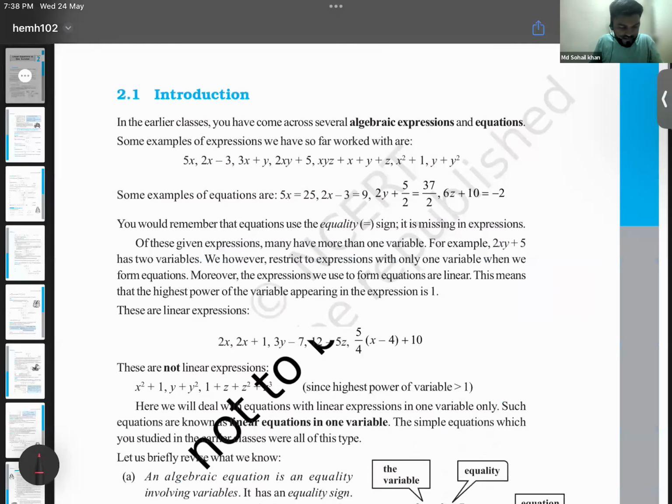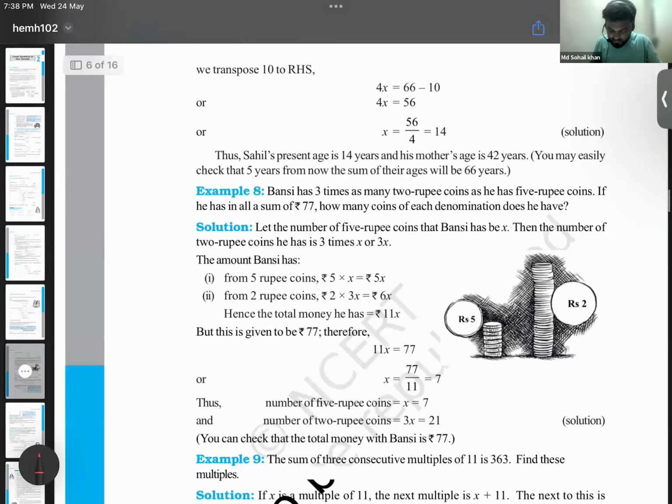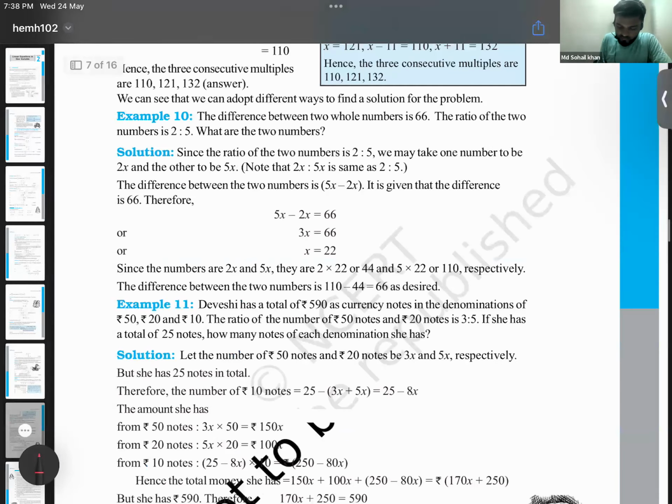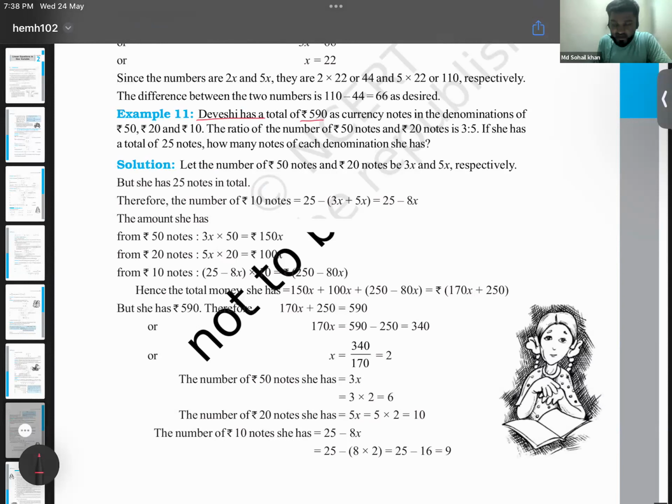So the second question from the book was example number 11. Devishi has a total of 590 rupees as currency notes, in the denomination of rupees 50, 20 and 10. The amount is in the form of 50 rupee, 20 rupee and 10 rupee notes. The ratio of the number of 50 rupee notes and 20 rupee notes is 3:5. Further, the question says that if she has a total of 25 notes, how many notes of each denomination does she have?